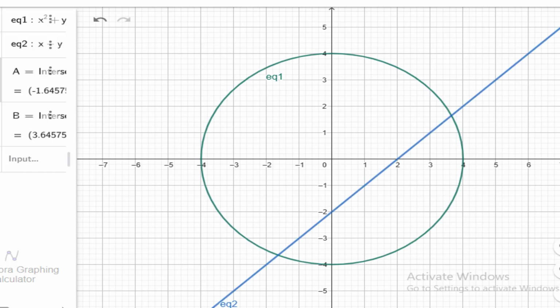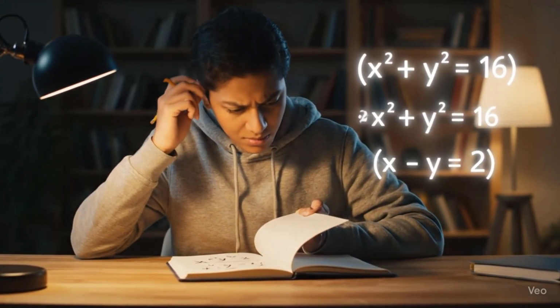Can you solve two equations to find a number that is both simple and surprising? Stick around because this math trick will blow your mind. Meet Shahir, a student prepping for a math test.